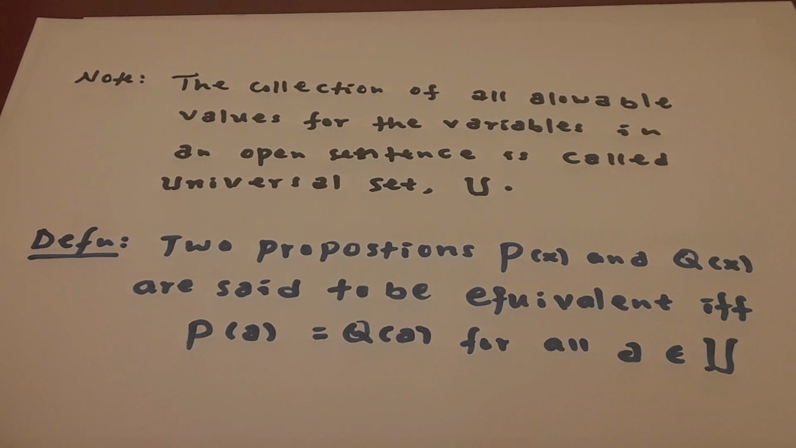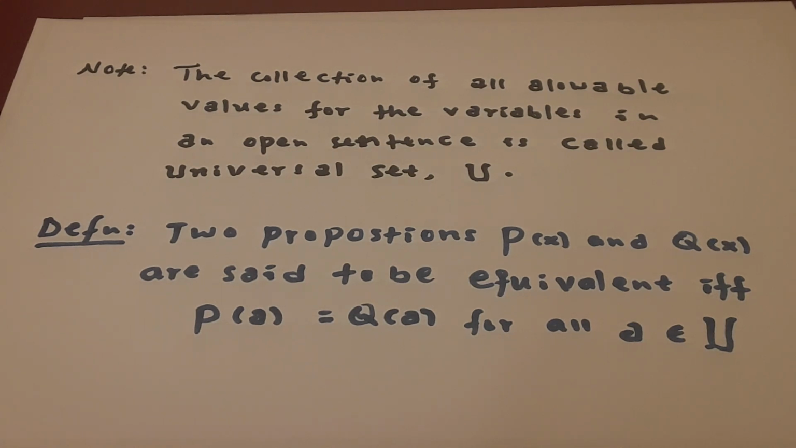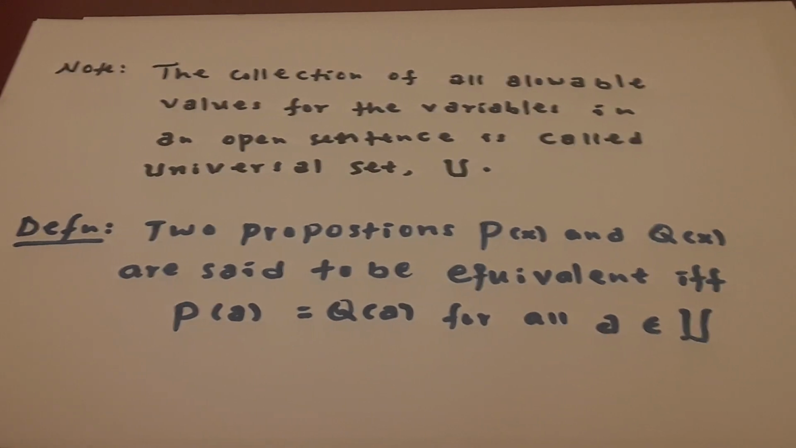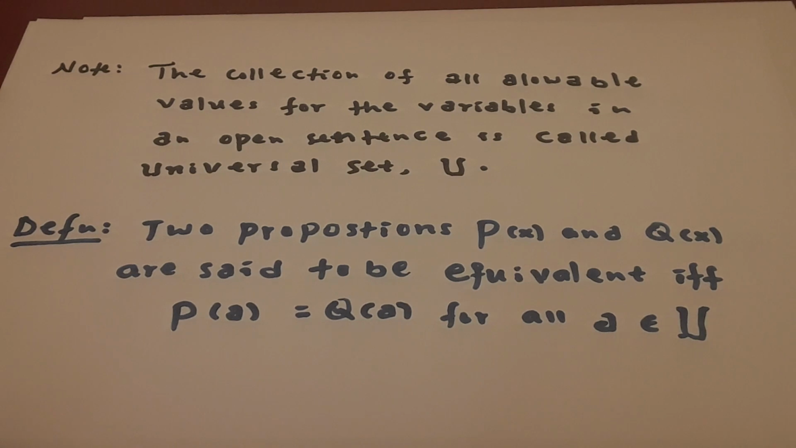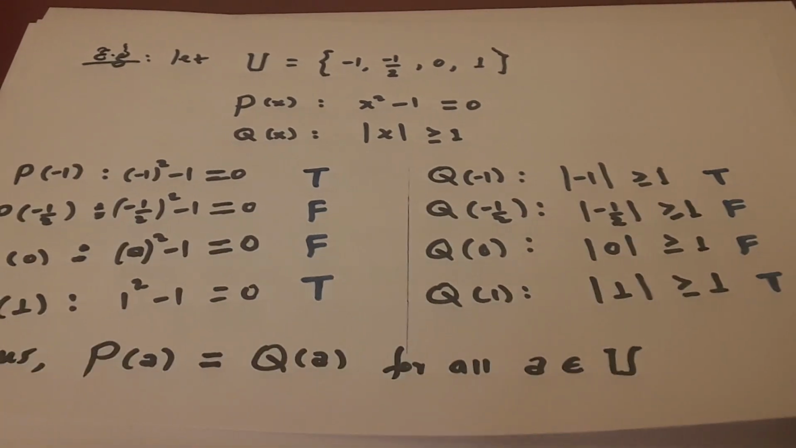Now let me remind you, as a remark, that the collection of all allowable values for the variables in an open sentence is called the universal set, denoted by big U. Keeping this in mind, two propositions P of X and Q of X are said to be equivalent if P of A and Q of A have the same truth value for all A in U. Then the two propositions are equivalent.